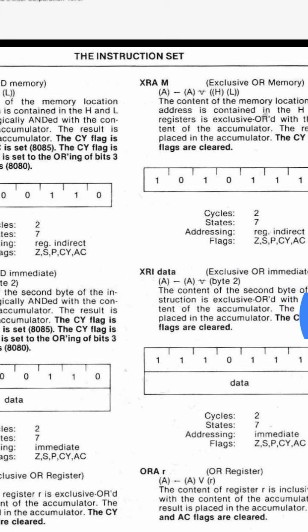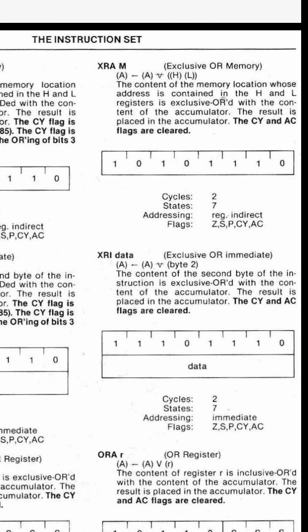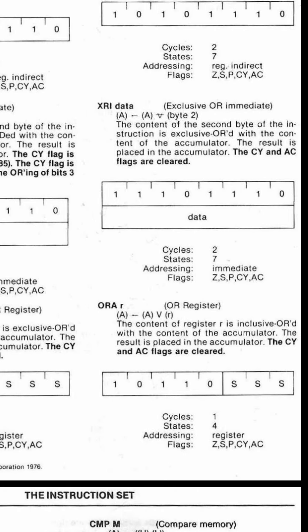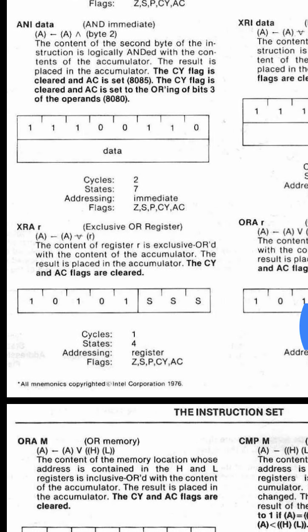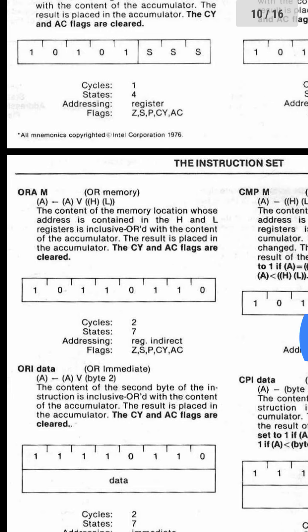Then the next instruction is XRA memory. The memory contents pointed to by the HL register pair will be exclusive ORed with the accumulator, and the result is stored in the accumulator. XRI data, exclusive OR immediate data. Data specified will be exclusive ORed with accumulator contents, and the result will be stored in the accumulator. ORA R means register contents represented by R will be logically ORed with the contents of the accumulator, and the result is stored in the accumulator. The next instruction is ORA memory. The memory contents pointed to by the HL register pair will be logically ORed, and the result is stored in the accumulator.